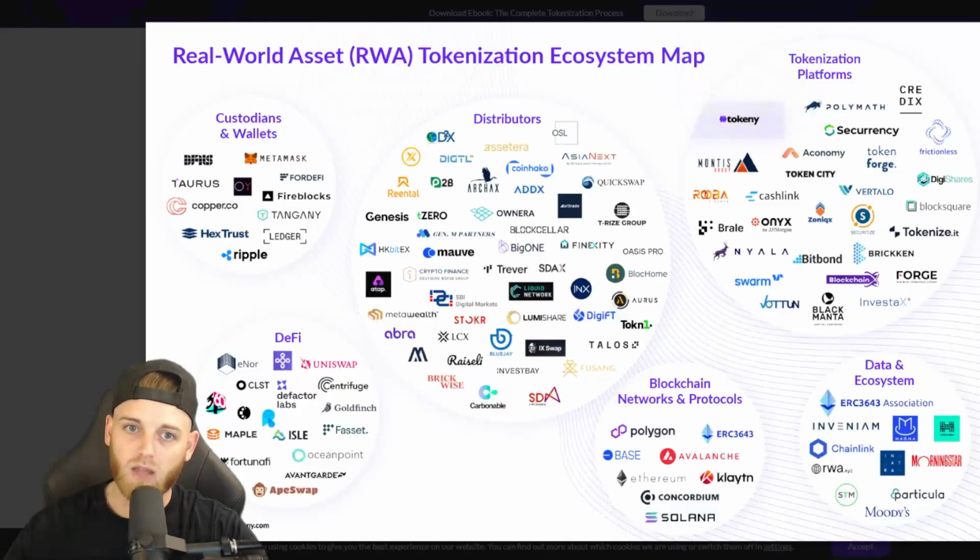Really interesting. If we flash back to this image here, there's obviously a lot of stuff here, a lot of projects that are currently doing this, okay?